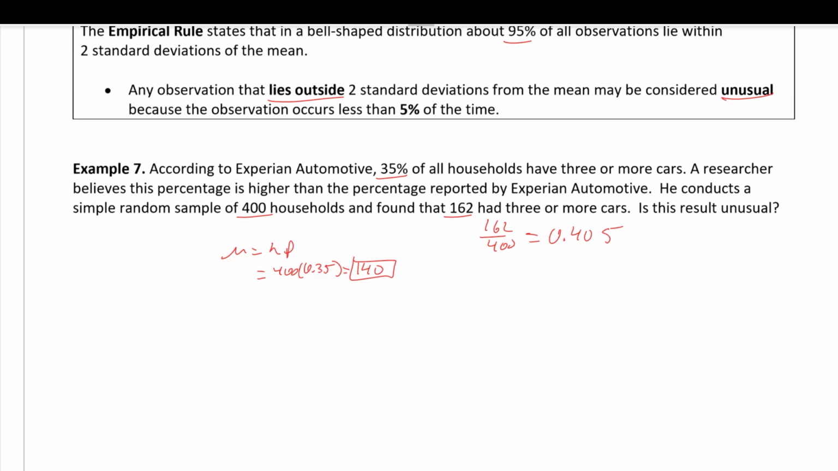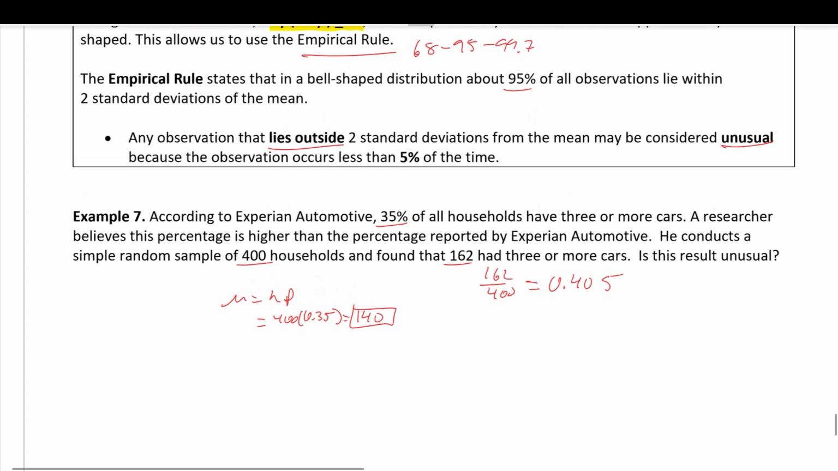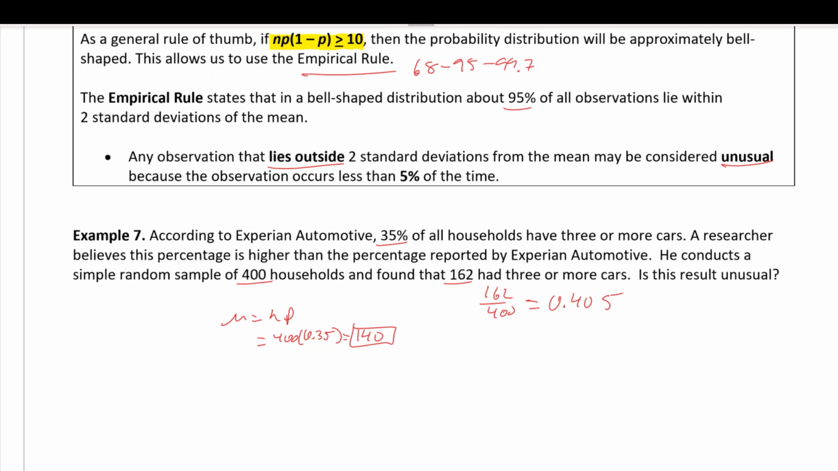Because if he did actually sample this correctly, he didn't cherry pick the houses, right? Then we might have some evidence to support his claim that it probably isn't 35%, but maybe something higher. That's going to be something in the future that we're going to talk about when we get into hypothesis testing. All right, so how do we know if something's unusual? Well, if it follows this bell-shaped curve, it's going to follow this empirical rule. So we have to talk about being outside of 2 standard deviations from the mean.